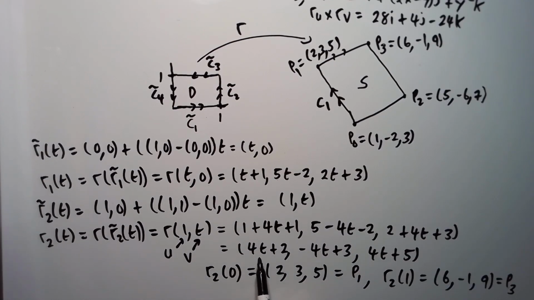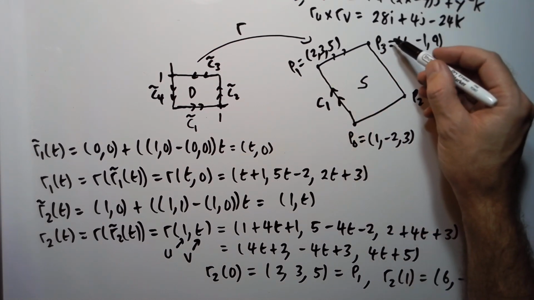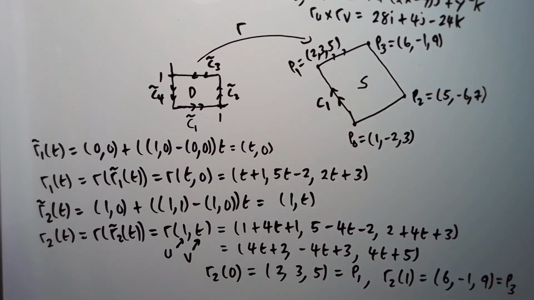So putting 0 in place of t here, here, and here, you get 2, 3, 5. Putting 1 in place of t here, here, and here, you get 6, minus 1, 9. So this first one is P1, the second one is P3. So we're moving along this way from P1 to P3. I'm going to call that C2.